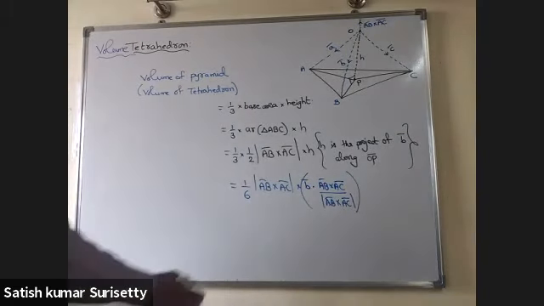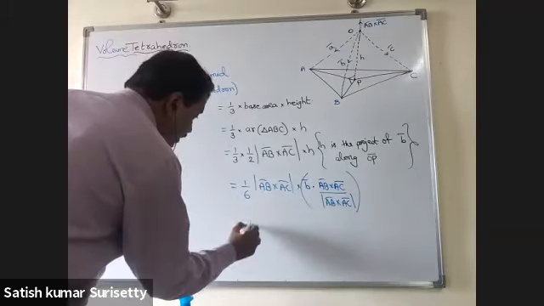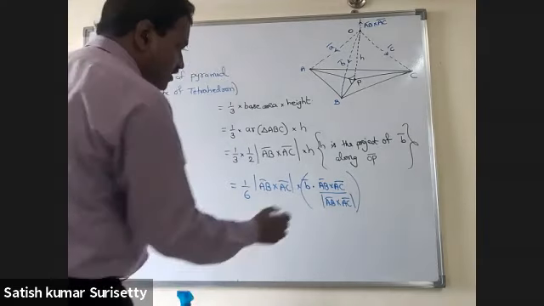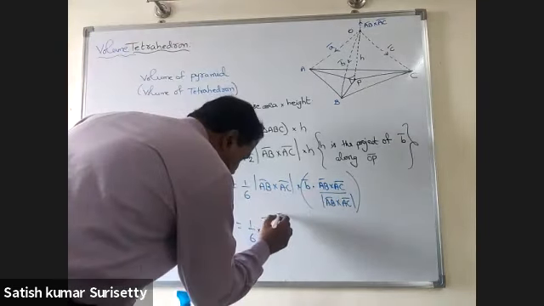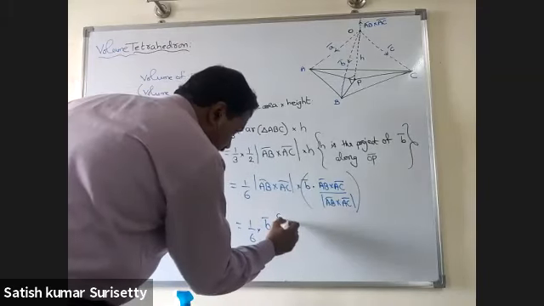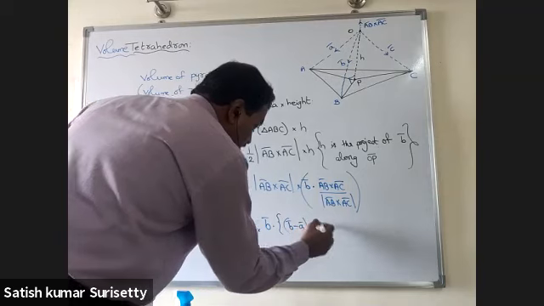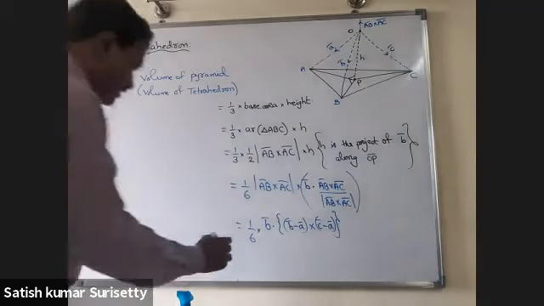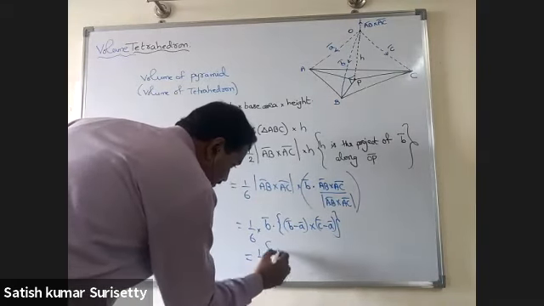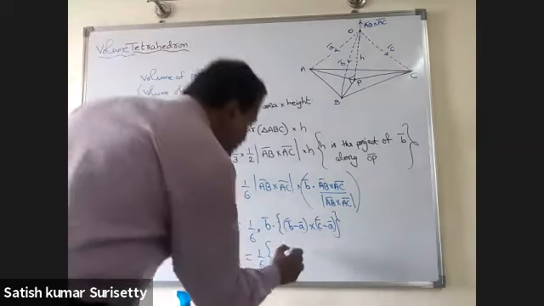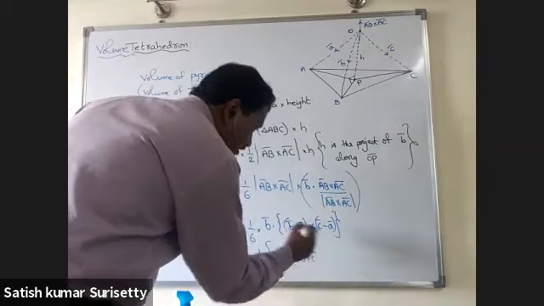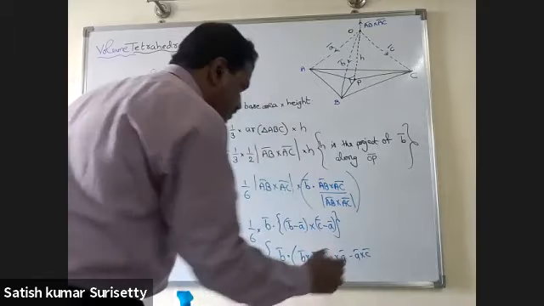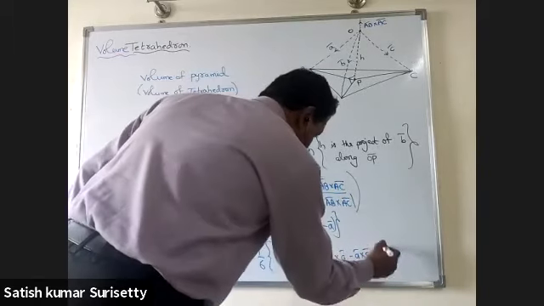Now modulus of AB bar cross AC bar gets cancelled. So 1/6 into B bar dot AB bar cross AC bar. In terms of position vectors, B bar minus A bar cross C bar minus A bar. If I simplify this further, 1/6 B bar dot B bar cross C bar minus B bar cross A bar minus A bar cross C bar plus A bar cross A bar, which is 0.